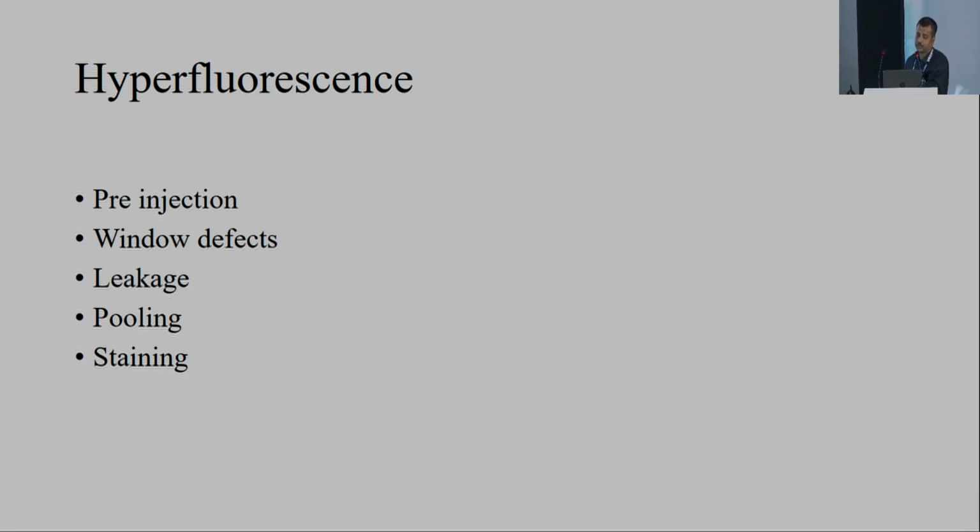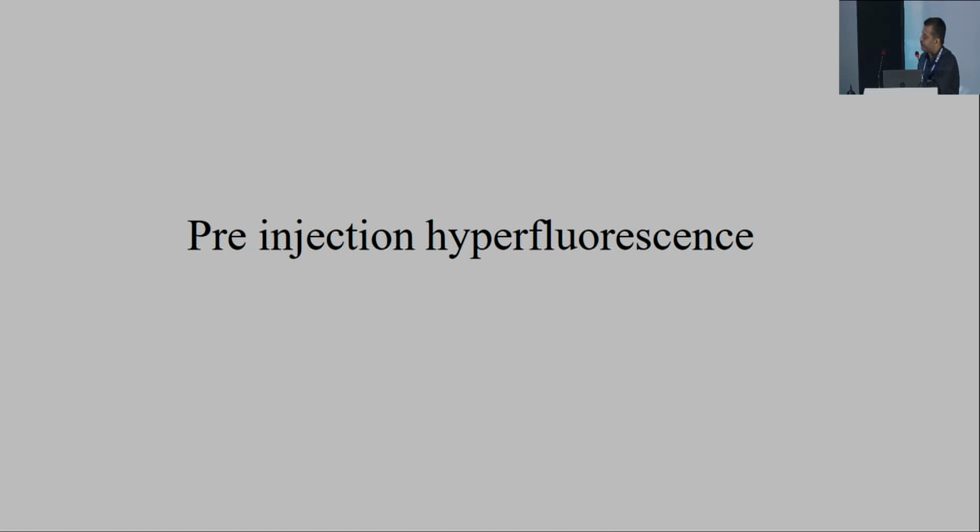Now coming to the hyperfluorescence, there are 5 types of hyperfluorescence that you can really see. They are pre-injection, window defects, leakage, pooling and staining. A lot of people have a lot of confusion between leakage, pooling and staining. So I'll try to simplify them so that on a conceptual level you don't get confused between them. First we'll start with pre-injection hyperfluorescence.